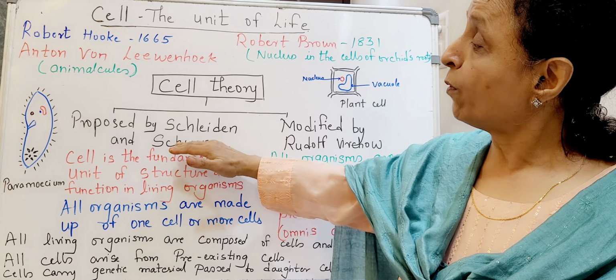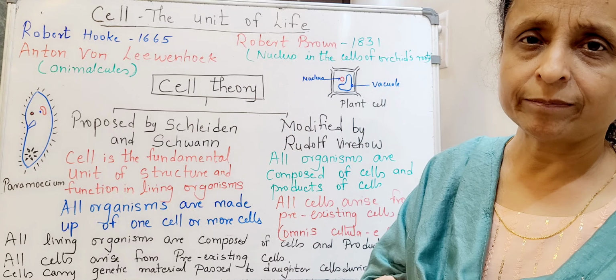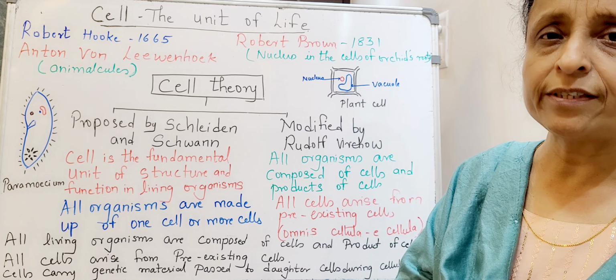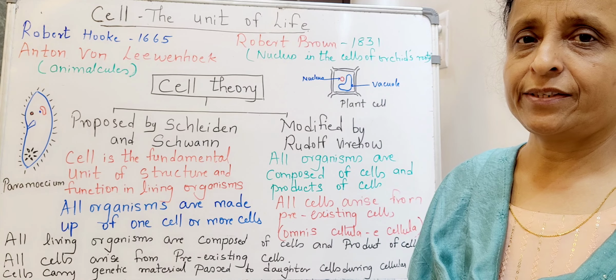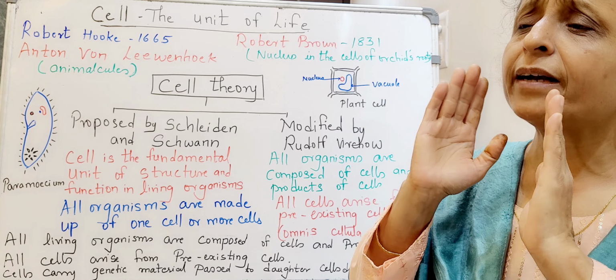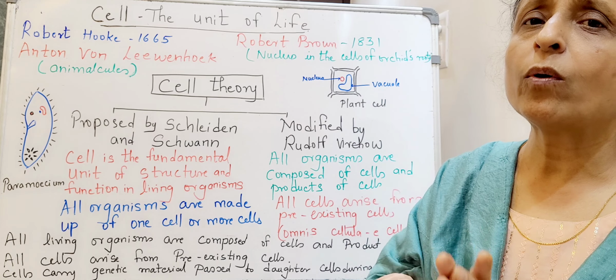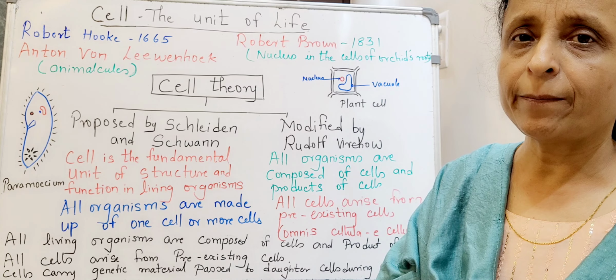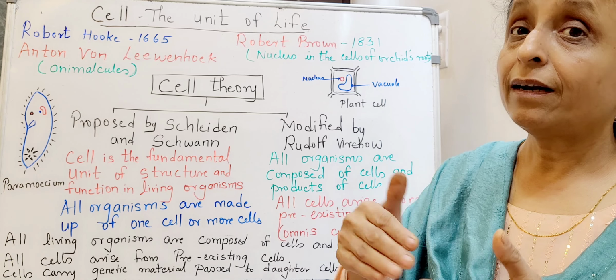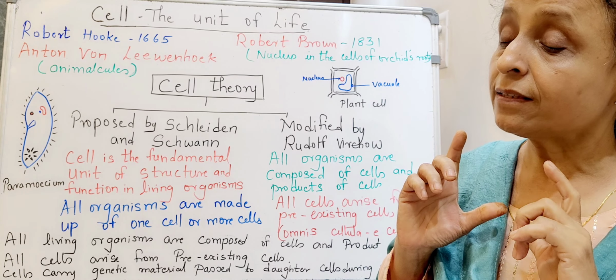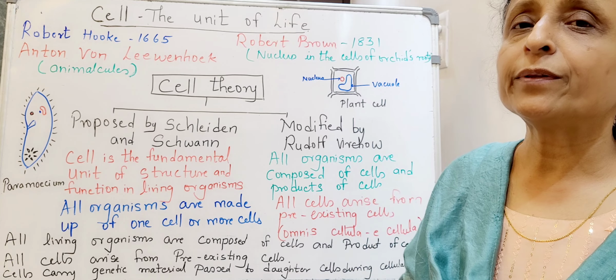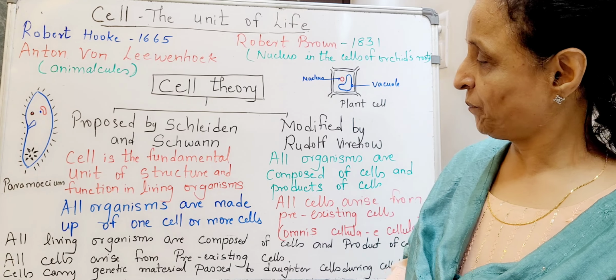Later on, it was Theodor Schwann, who was a zoologist. He studied many animals and plants and said that animals had a cover, which was later named the plasma membrane, and that the cell wall was unique to the plant cell.